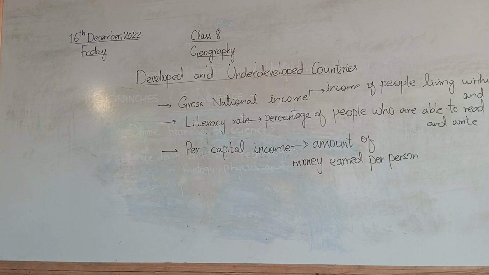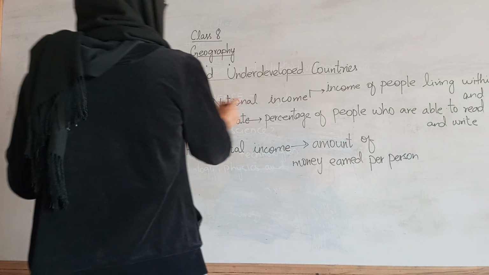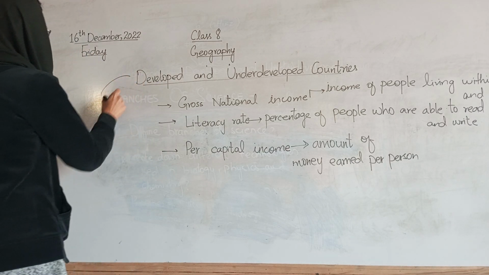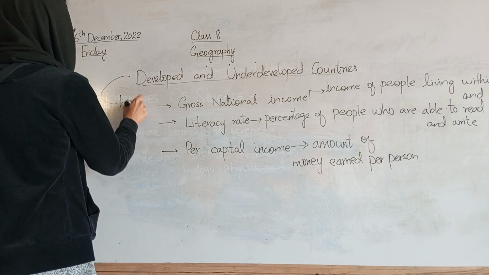But how can these basic terms like gross national income, literacy rate, per capita income create a difference between developed and underdeveloped countries? If I talk about gross national income, of course, the developed nations have a high gross national income.